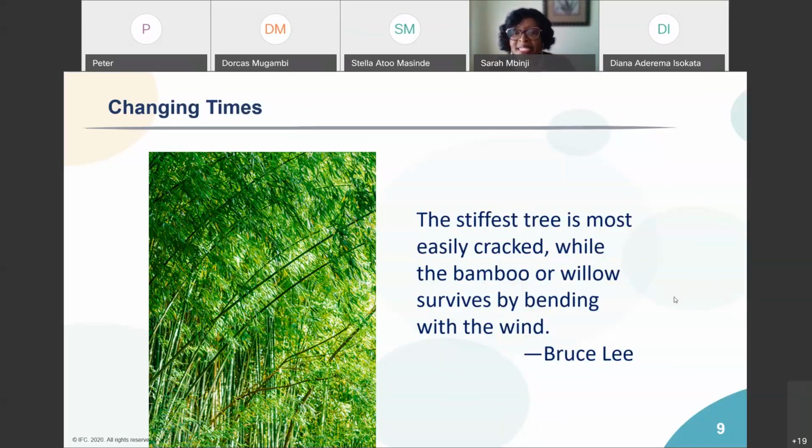What does that statement mean to you? Please go to the chat box and tell me. What does that mean to you? The stiffest tree is most easily cracked, while the bamboo or the willow survives by bending with the wind. What comes to your mind? Please go to the chat box and let me know.